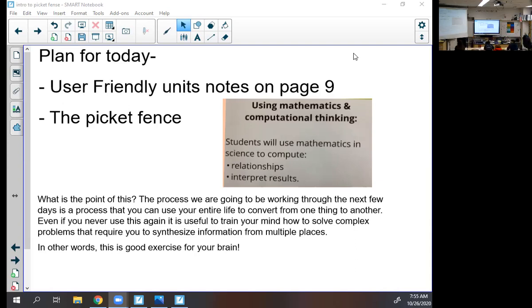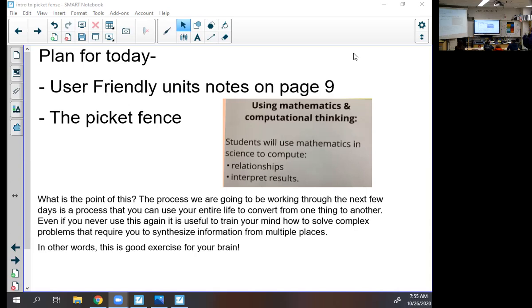Well, the process we're going to be working through the next few days is a process that you can use your entire life. Your math teachers have said that 100 times. And you're like, bull crap, I'm never going to use it in my entire life. Well, I know that. But just stick with me. All right? You can use it to convert from one thing to another. And what I mean by that is if you know the 2 ratios, you can convert something to something else.